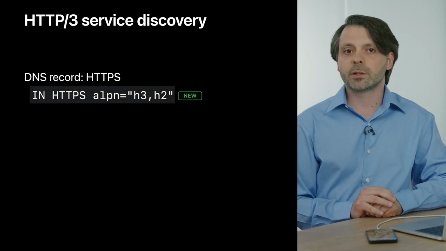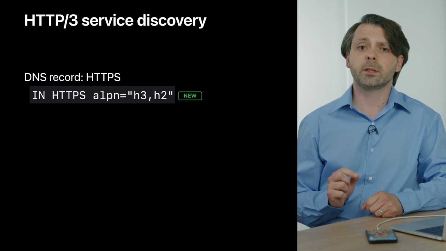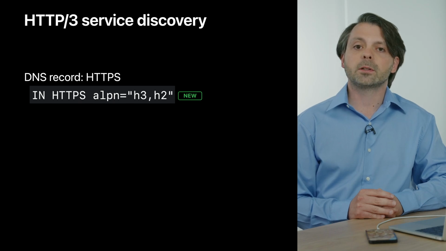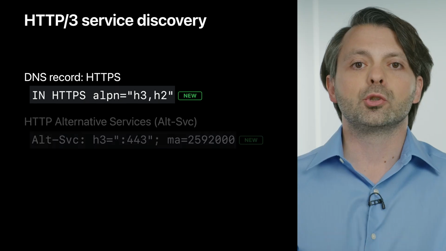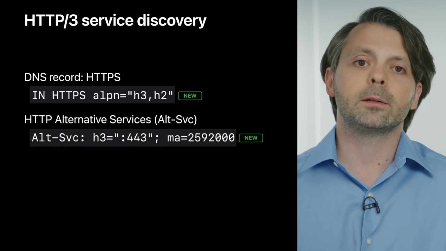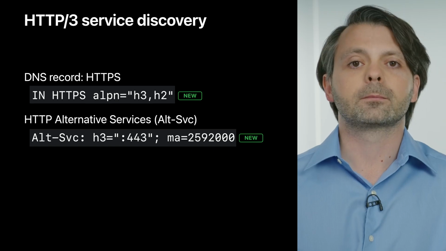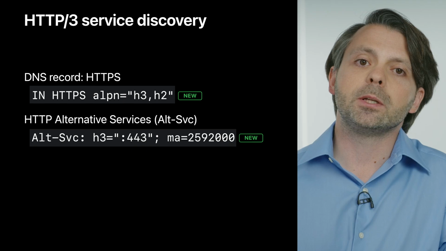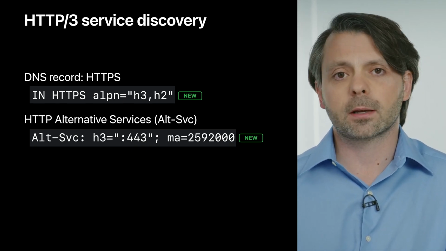The recommended approach is to configure your DNS server to advertise support for HTTP3 through the HTTPS resource record. Simply configure the application layer protocol to advertise HTTP3 using the H3 string. You should also configure your server to add a new header that advertises HTTP3 using alternative services. Your server should send an Alt-SVC header that advertises HTTP3. This includes the port number and the max age of the service in seconds.